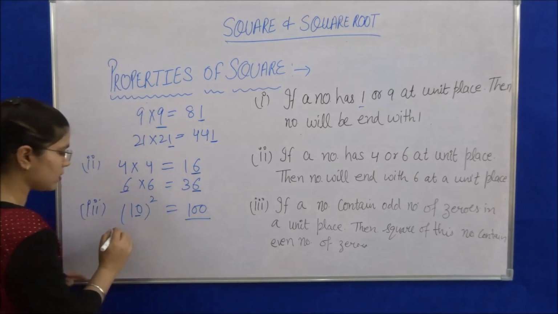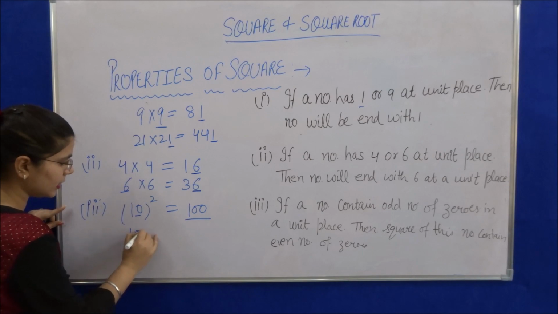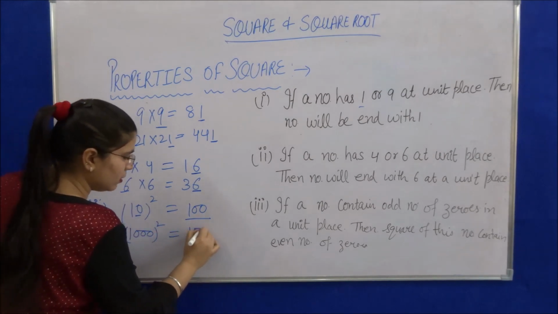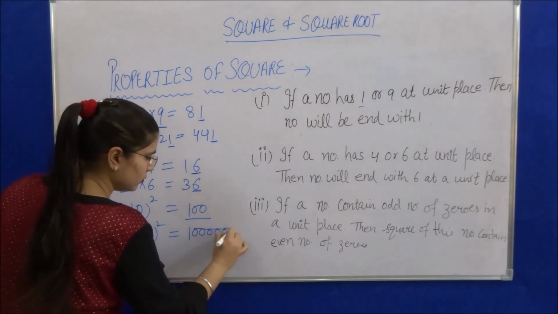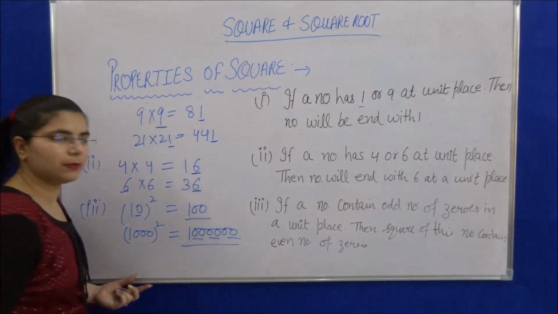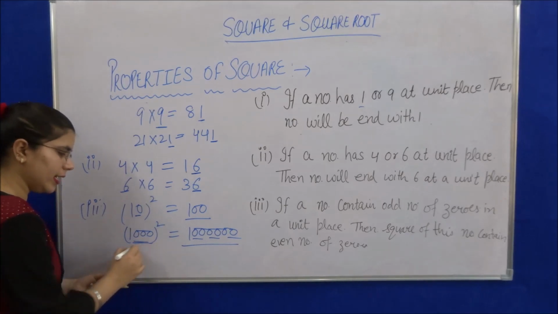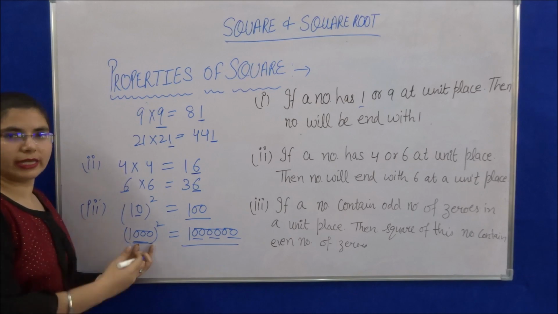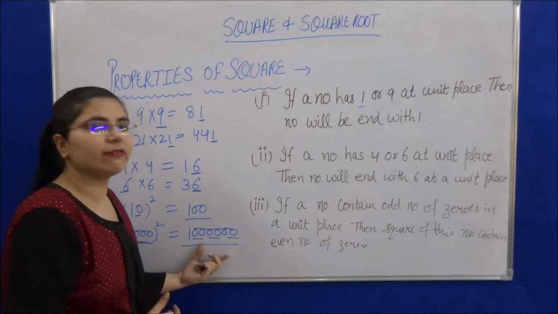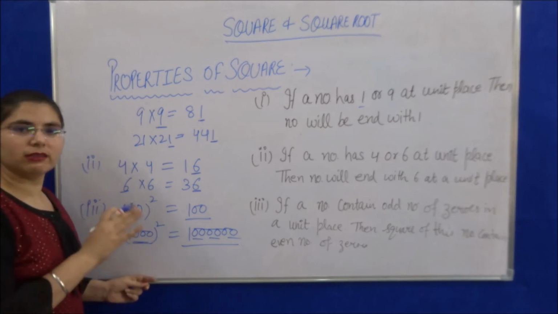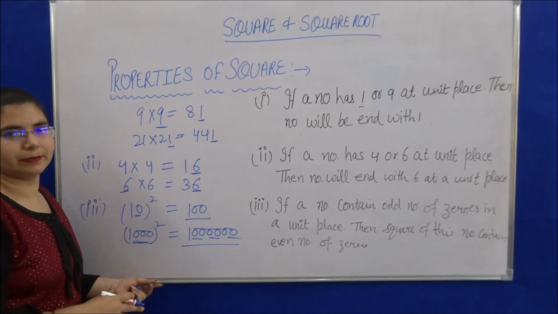In a similar process, if we consider 1000, then 1000 square will be equal to this. So here even number of zeros are present, but in this case an odd number of zeros are present, but when we square this number we get an even number of zeros. So this explains the three properties of the square.